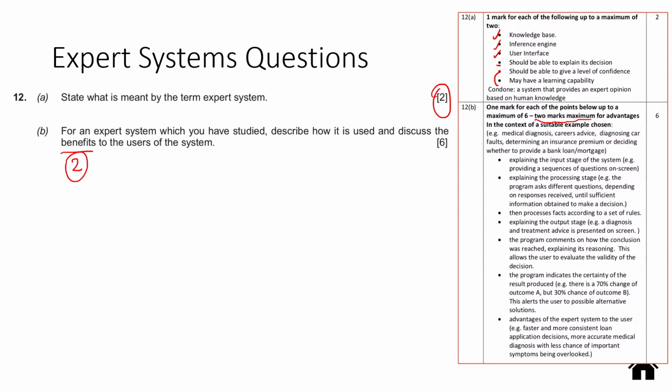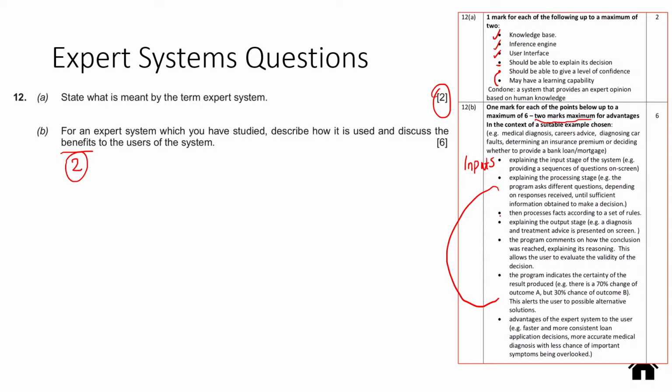Medical diagnosis, careers, diagnostics, car faults, insurance. Oh, bank loan. There you go. Mortgage. So input stage, providing a sequence of questions. So inputs, we talked about inputs, I'm sure we did. Explain the processing stage. Asks different questions depending on responses until sufficient. So we should have said that it keeps asking questions until it reaches a degree of confidence. And degree of confidence is down here. Degree of certainty. So I could have linked those two together.